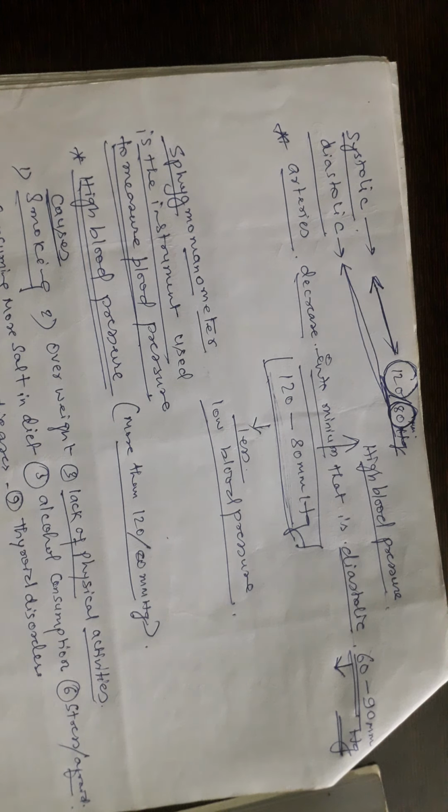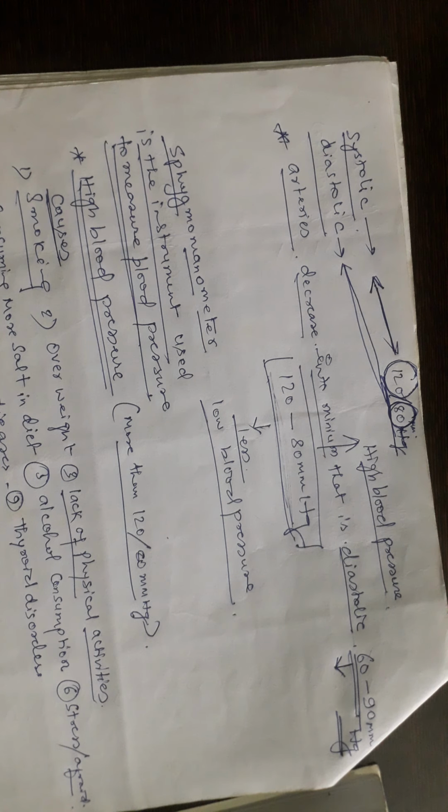And how can we measure it? It can be measured by a sphygmomanometer. The sphygmomanometer is the instrument that helps to measure blood pressure. So the next topic we have discussed is high blood pressure. High blood pressure means persons having more than 120/80 mm Hg pressure.